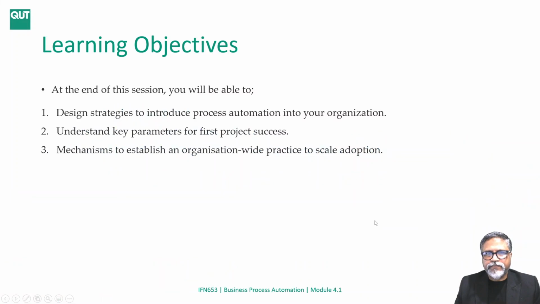Okay, so the learning objectives for this module are: number one, we should be able to design strategies to introduce process automation in your organization. So there will be different parameters you will come across in this unit. Then the second objective is to understand key parameters for your first project success. First project is very important. If you have a good, successful project in your first attempt, then chances are that resistance to change and other organizational issues will become easy. And the third objective is we should be able to devise mechanisms to establish an organization-wide practice to scale adoption.